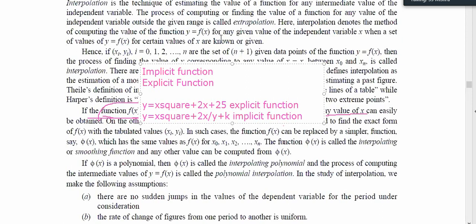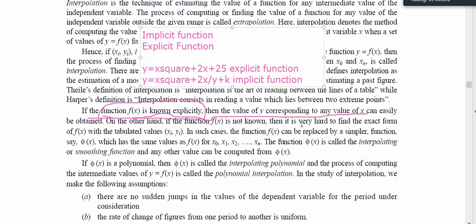You look at here. If f(x) is known explicitly, then the value of y corresponding to any value of x can easily be obtained. I am talking about the explicit function. On the other hand, if the function is not known, then it is very hard to find the exact form of f(x) with the tabulated values of x and y. How can you get it? This is not separated. So how would the values of x and y help to find the nature of the function?